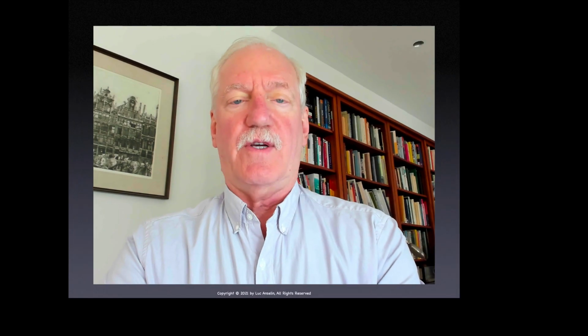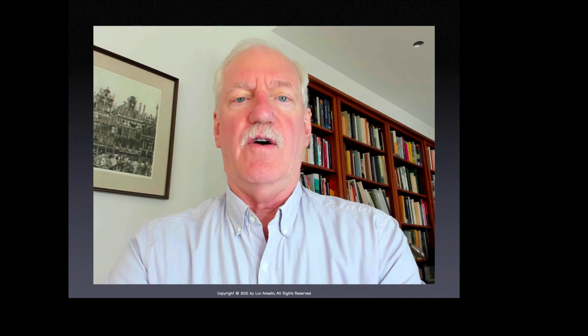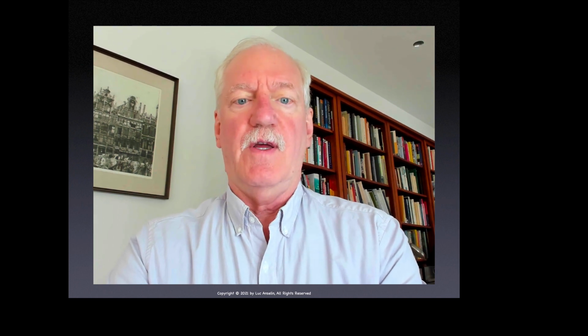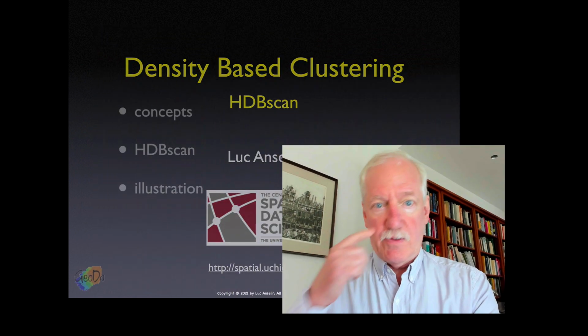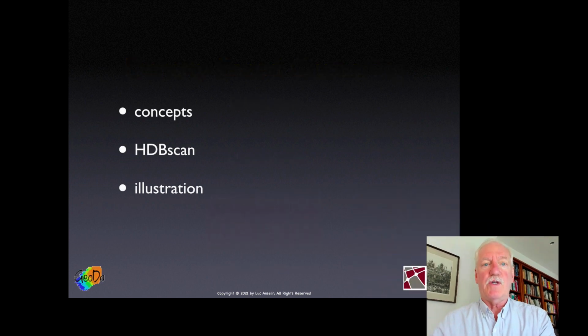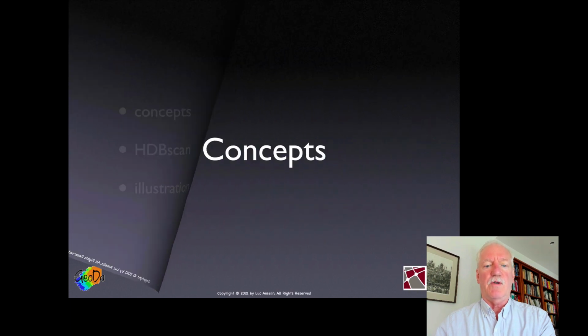Welcome back. We continue with the second leg of density-based clustering, now HDBSCAN, which stands for hierarchical DBSCAN. And as we did for DBSCAN, we'll start with some jargon, with some concepts, then I'll step through the algorithm and close with an illustration.